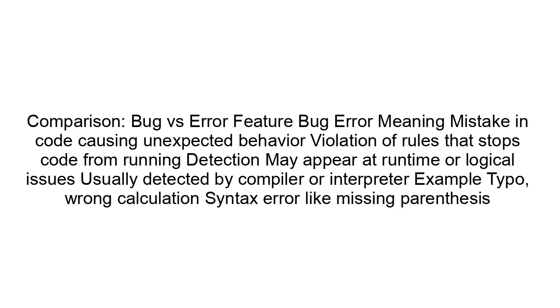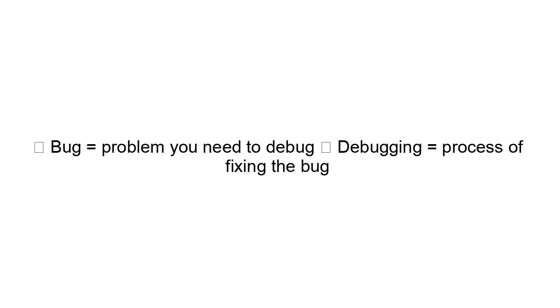Comparison: bug versus error. Meaning: a bug is a mistake in code causing unexpected behavior; an error is a violation of rules that stops code from running. Detection: a bug may appear at runtime or as logical issues; an error is usually detected by the compiler or interpreter. Example: a bug is a typo or wrong calculation; an error is a syntax error like a missing parenthesis. So, bug equals a problem you need to debug. Debugging equals the process of fixing the bug.